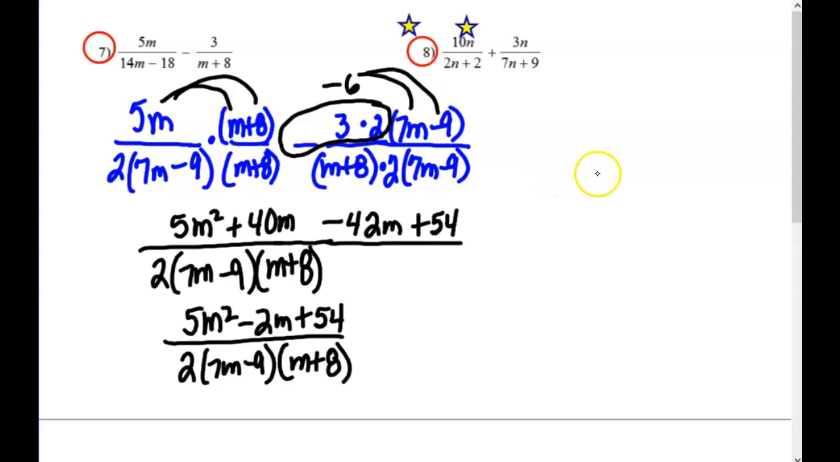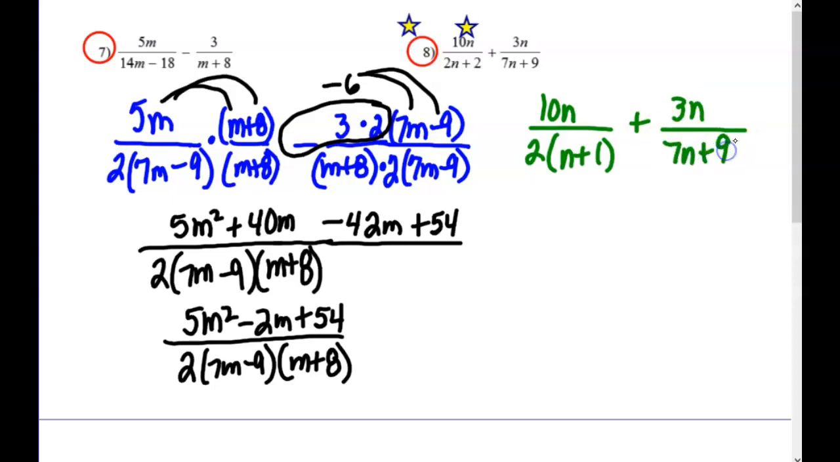This one has stars. Oh, I remember. Okay. Look at that first one. It has a 10n. What can I do in the denominator? Take out a 2, and that gives me an n plus 1. Why did I put a star there? Anybody know? What do you think, Paige? Yeah, we can reduce this to make it nicer from the beginning. If we divide the 2 into the 10, we actually have a 5n up there.